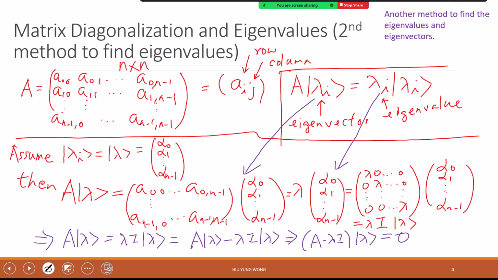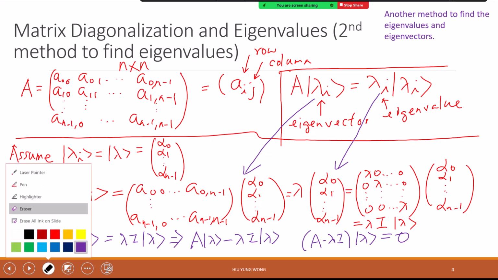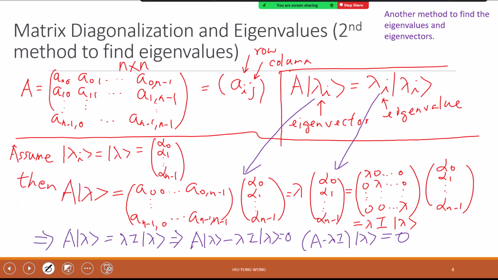This implies, is this okay? Because this one equals, so here I also said something wrong. It should be implies, right? So A lambda equals lambda I times lambda, equals A lambda minus... I keep doing things wrong. This is equal to 0, and then this one implies this. I move the whole term to the left. That is A lambda minus lambda I times lambda. The whole thing equals 0, right? And then I factorize it. I get this one.